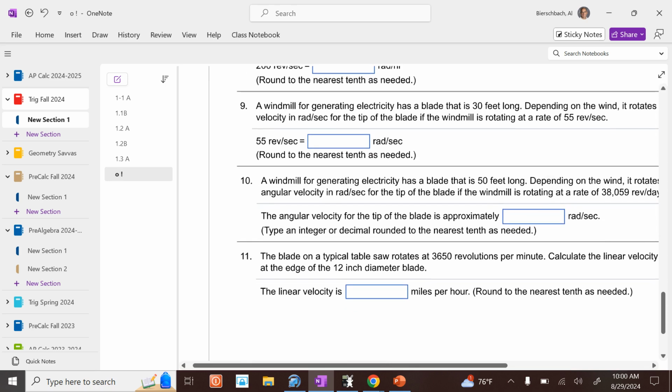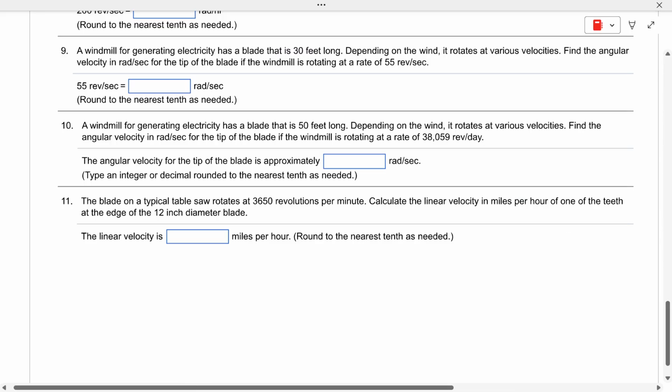Let's go to number 9 here. A windmill for generating electricity has a blade that is 30 feet long, depending on the wind. It rotates at various velocities. Find the angular velocity in radians per second for the tip of the blade that's rotating at 55 revolutions per second. So I have to change 55 revolutions per second into radians per second.